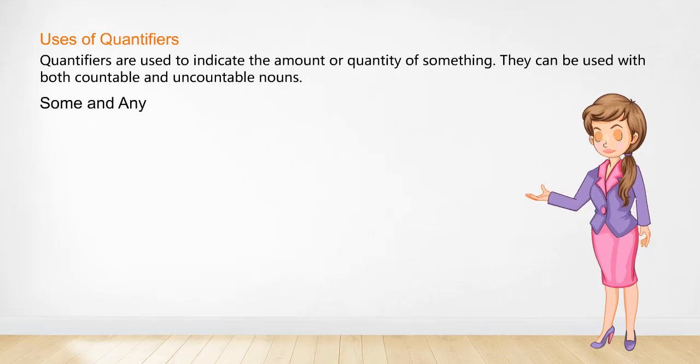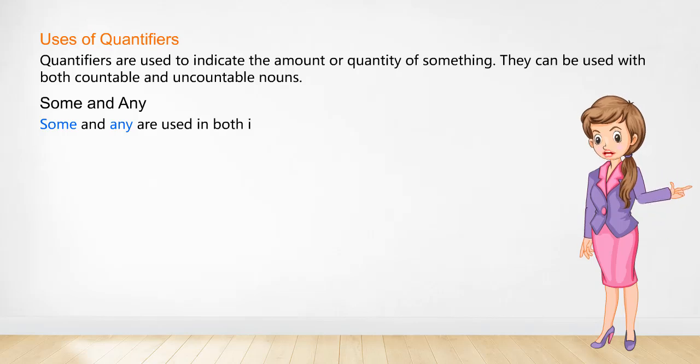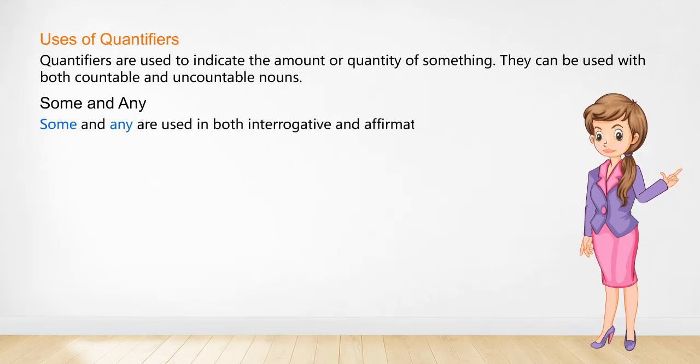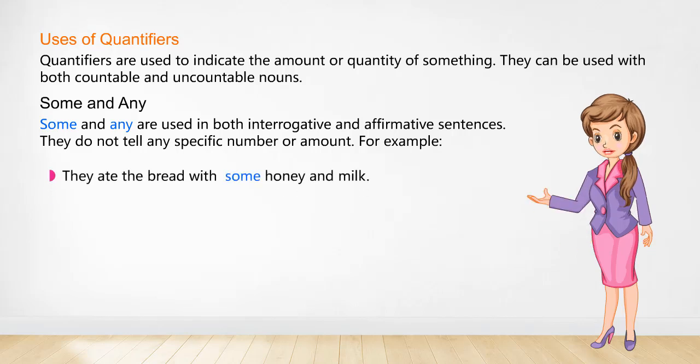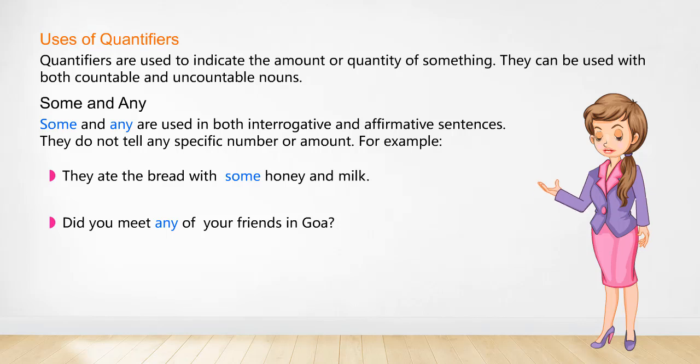Some and any. Some and any are used in both interrogative and affirmative sentences. They do not tell any specific number or amount. For example, they ate the bread with some honey and milk. Did you meet any of your friends in Goa?